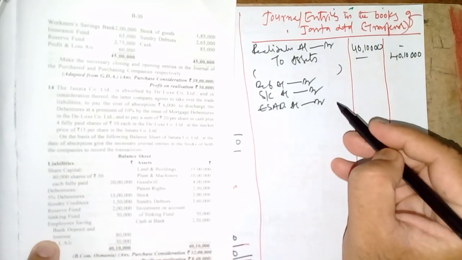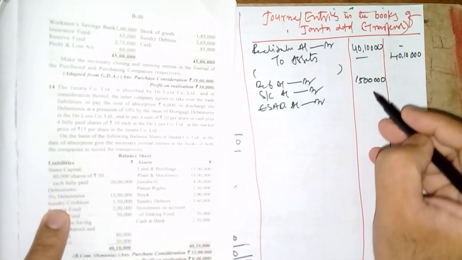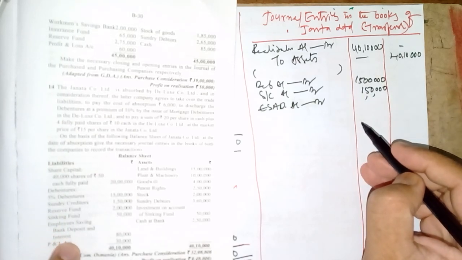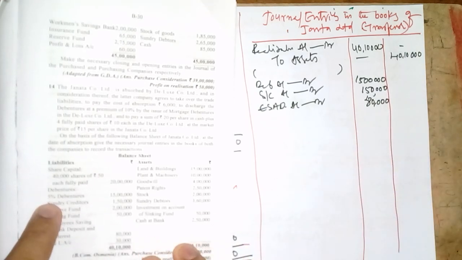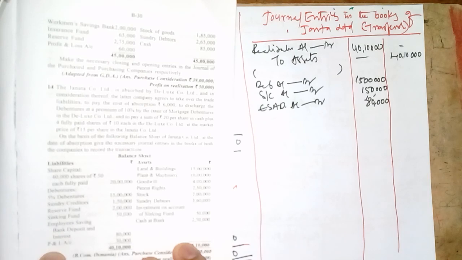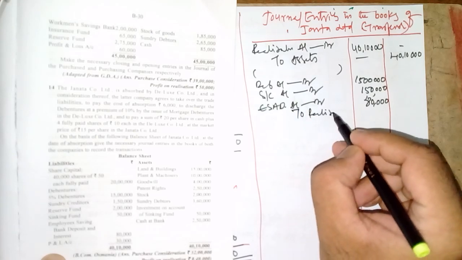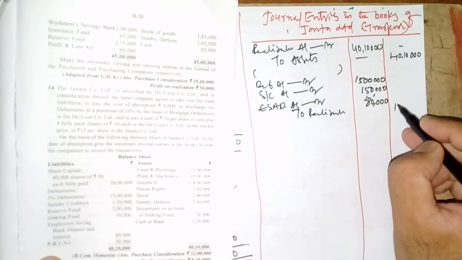then sundry creditors account debit, then employees saving account deposits account debit. I have written abbreviations, right? How much is the value? Debentures are 15 lakhs, then sundry creditors 1,50,000, then employee saving bank deposit is 80,000, right? Just check once again. Share capital is not a liability, debentures, sundry creditors, reserve fund is not, sinking fund is not, only saving bank deposit. Reserve fund and sinking fund are shareholders' money, right? P&L is also shareholders'. To realization. So how much is that? 15 lakhs plus 1,50,000 plus 80,000, that is equals to 17 lakhs 30,000.